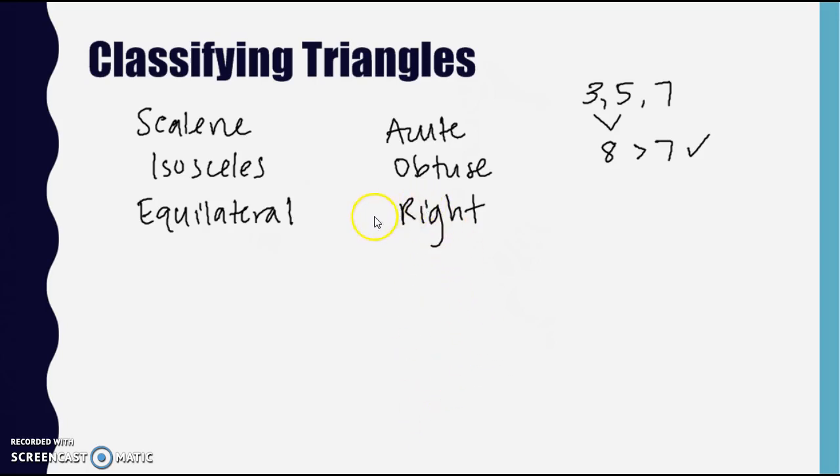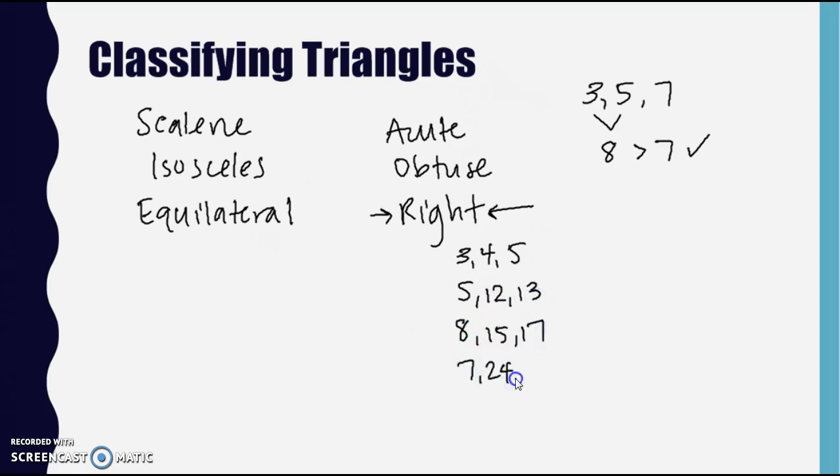So one option, look for your Pythagorean triples. Remember, our common ones are 3, 4, 5; 5, 12, 13; 8, 15, 17; and 7, 24, 25, or any ratio of these. And there's a bunch, but these are the very common ones. So if you recognize these, you automatically know it's a right triangle.